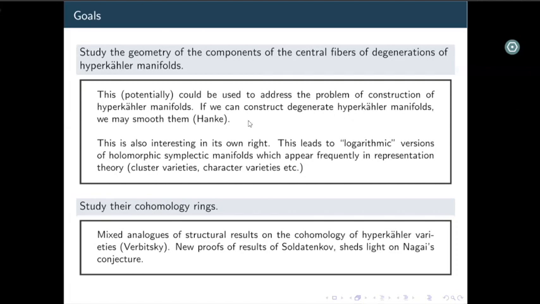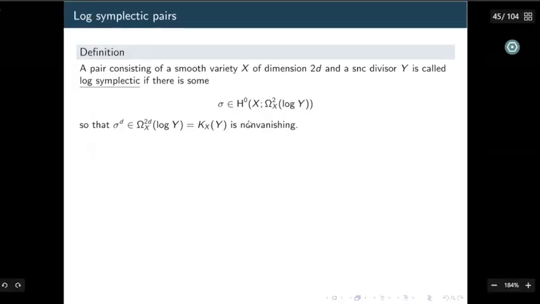I'll explain a bit of this later. This also gives some idea of how to approach things like Nagai's conjecture in a sort of abstract way. Okay, so this is sort of the plan from here on out. This is the idea. Okay, so let's, I guess I'll get started on all of this.